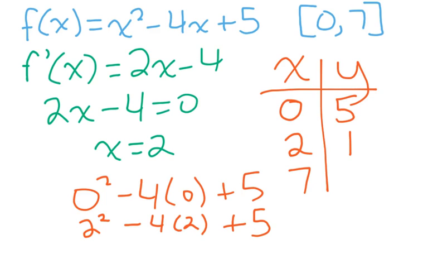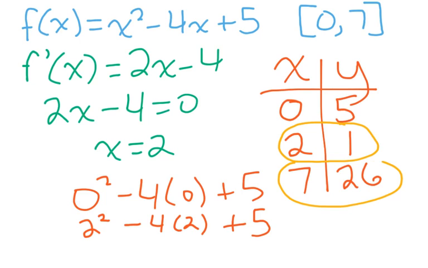And finally with 7, I won't write this one out, but 7 squared is 49. 7 times 4 is 28. When I subtract, I get 21. Plus 5 is 26. So now I can see that I have 3 options. 0, 5 is neither a minimum or a maximum because 1 is less than 5 and 26 is greater than 5. So I see that I have a minimum at 2, 1, and I have a maximum at 7, 26.